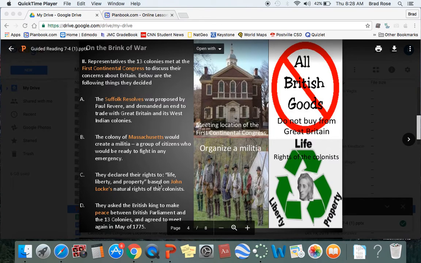They also based some of their arguments of why they should have their right to speak out and right to be able to have representation in the British government off of John Locke's ideas of life, liberty, and property. He was a writer of the time that spoke about natural rights of humans, rights that every human should have.